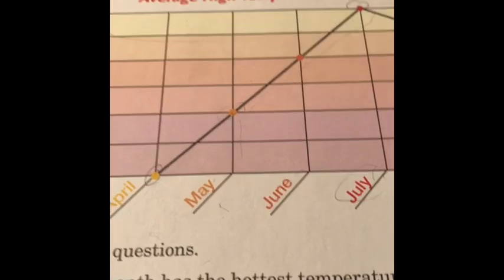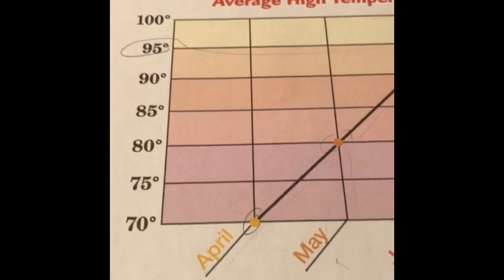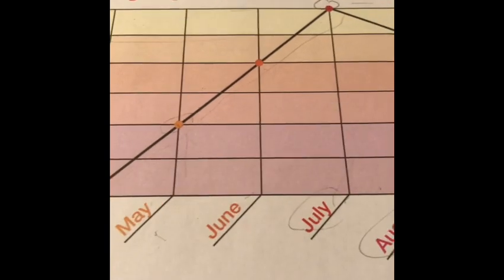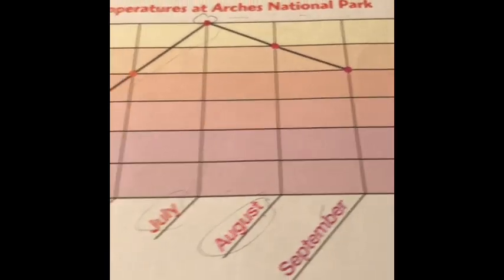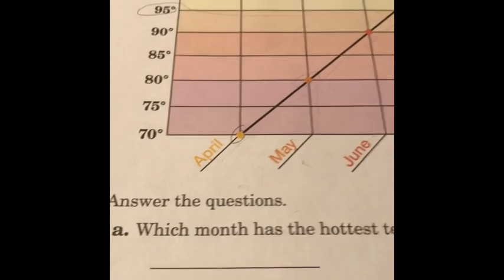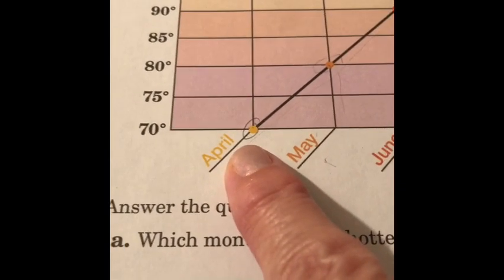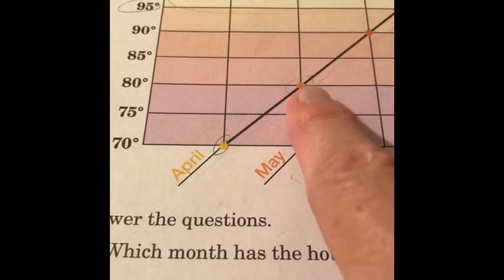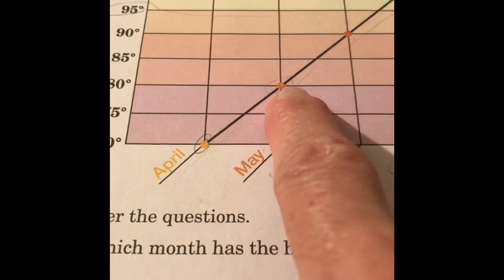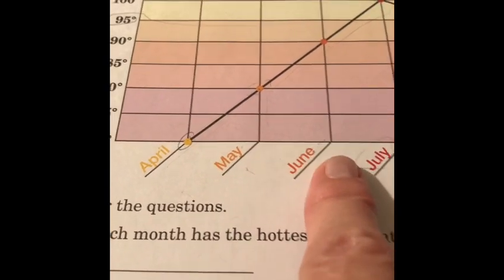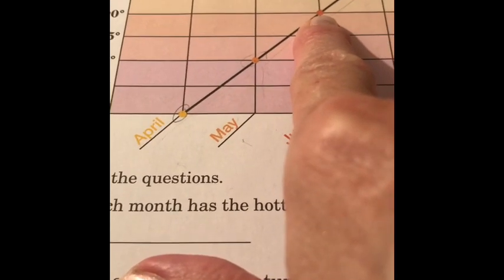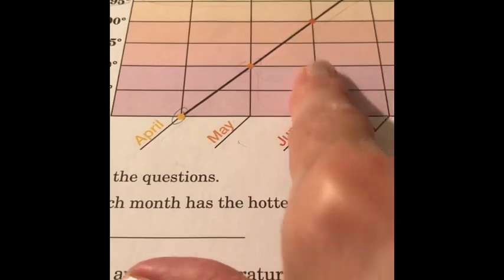Here's our graph. It says, read the line graph. This is a line graph: average high temperature at Arches National Park. So we want to read the graph. April's temperature is 70 degrees. May is 80 degrees. See where the dot goes? That's where the degrees is. Then we go to June. June goes up to 90 degrees. See where the dot stops? That's the degrees for June.